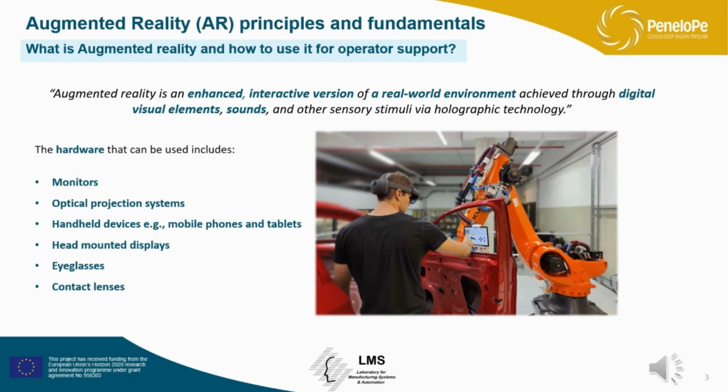Augmented reality is an enhanced interactive version of a real-world environment achieved through digital visual elements, sounds, and other sensory stimuli, via holographic technology. The hardware devices that we can use to have augmented reality can be monitors, optical projection systems such as projectors, handheld devices such as mobile phones or tablets, head-mounted displays, eyeglasses, and contact lenses.